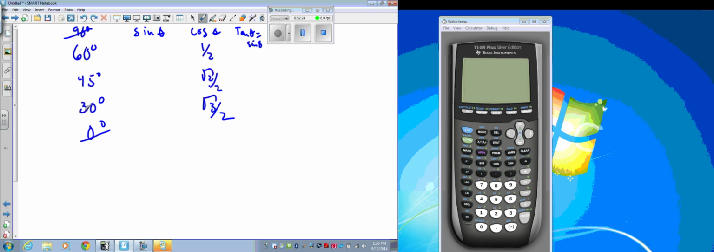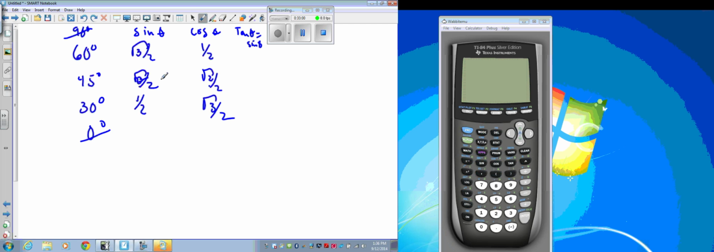Now remember that these are cofunctions of each other, right? What are these to each other? Complements. So the cofunction of the complement has got to be the same, right? And the cofunction of the complement's got to be the same. And then these are the same. Square root of 2 over 2.